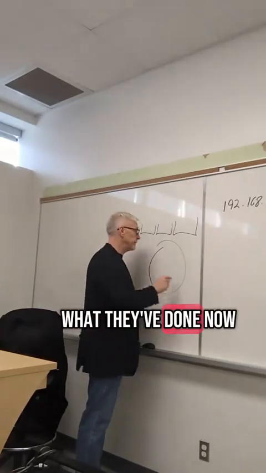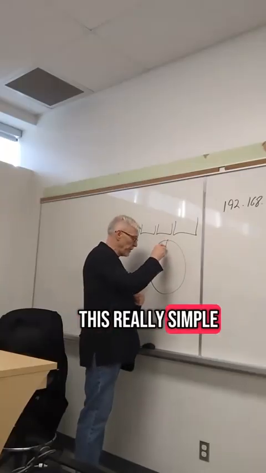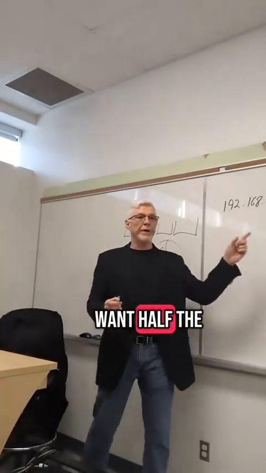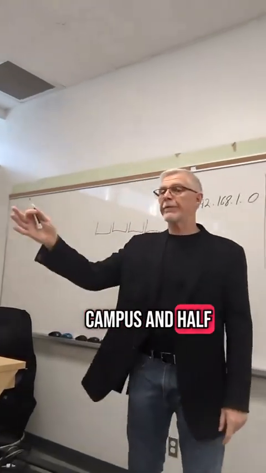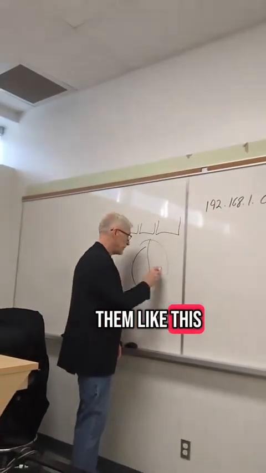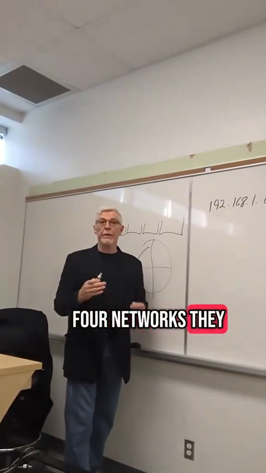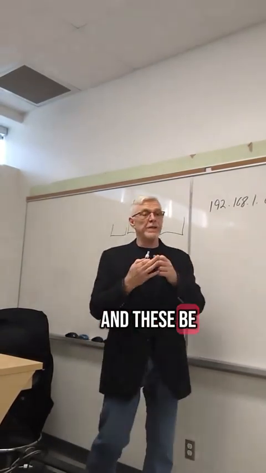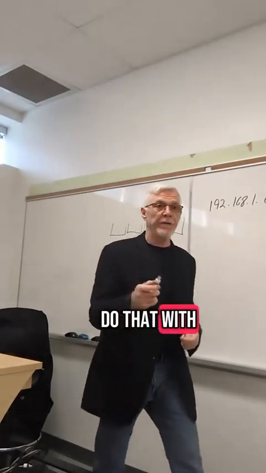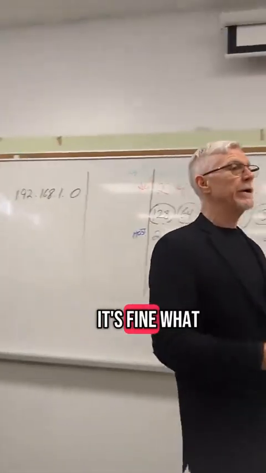So what they've done, now I'm going to make this really simple. We could cut the 10 dot in half. Because maybe I want half the numbers for the Whitby campus and half for the Durham campus. I could cut them like this. Now I got 4 networks. They would each get a different subnet and be sort of separated from each other. And I could continue and continue to do that with that 10 dot, okay, it's fine.